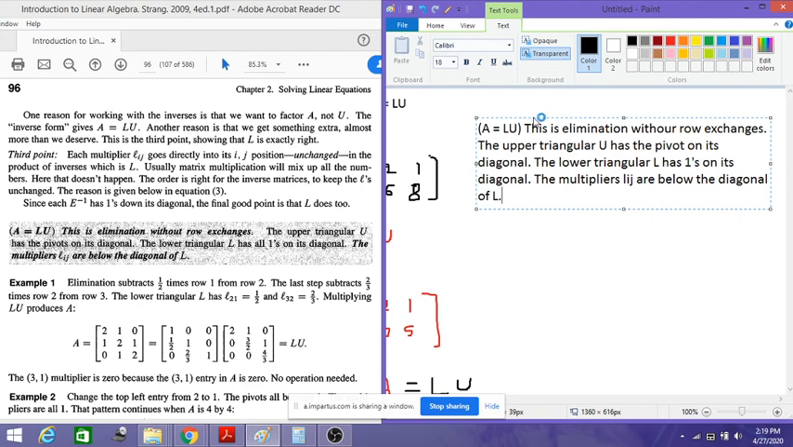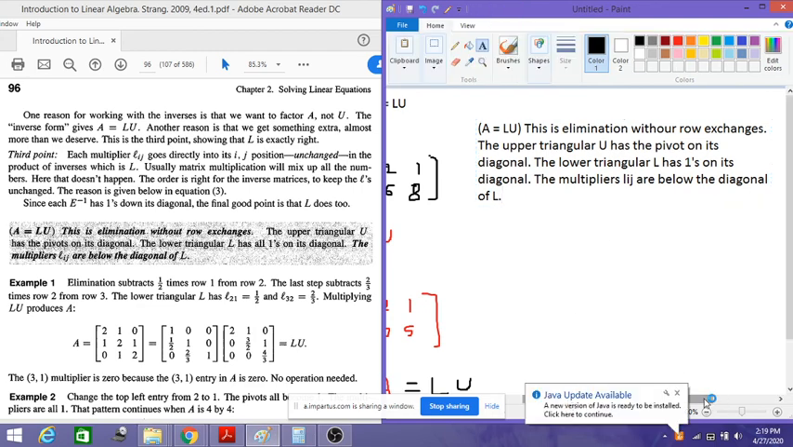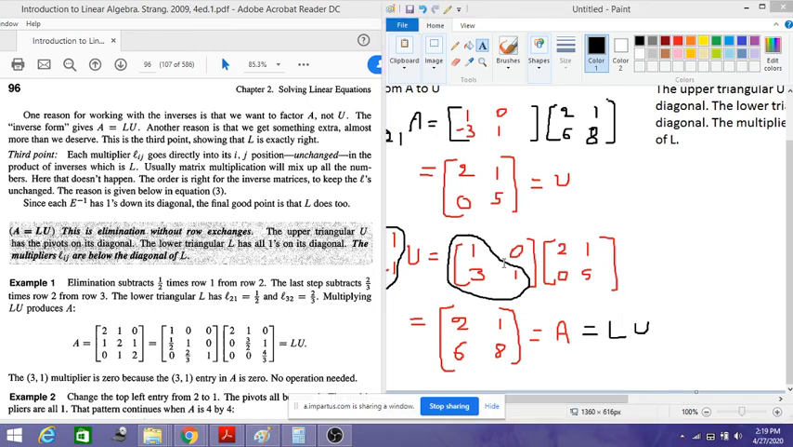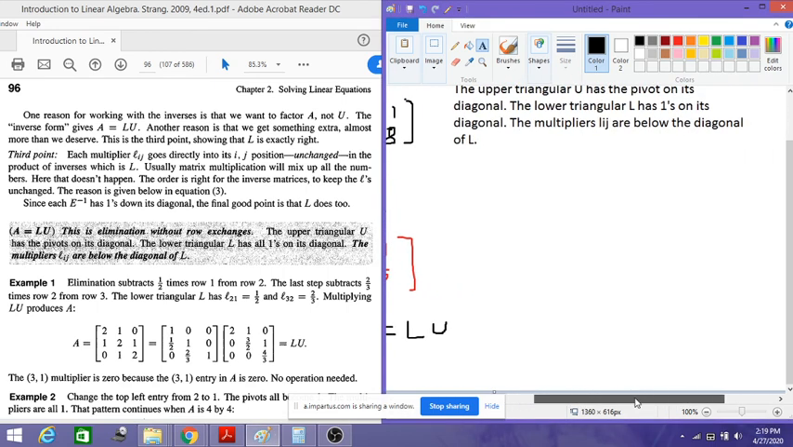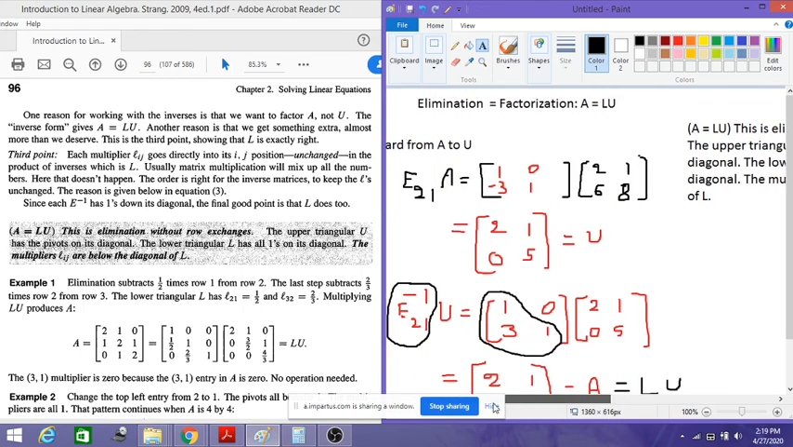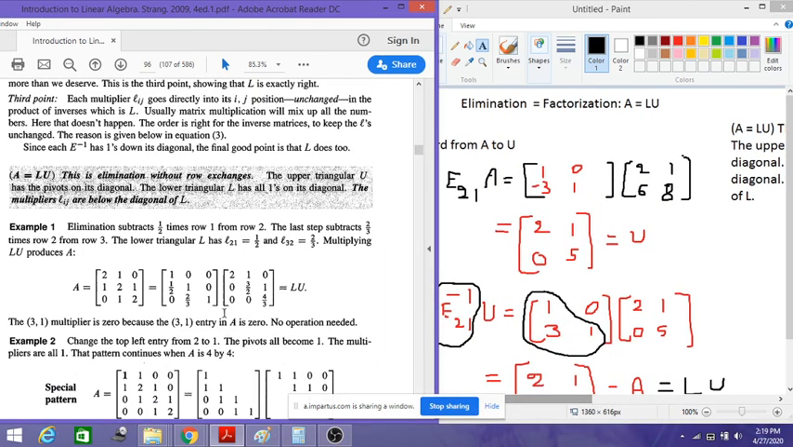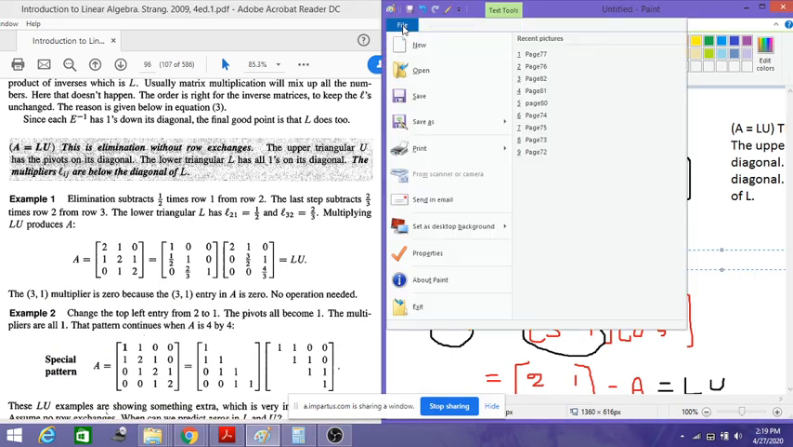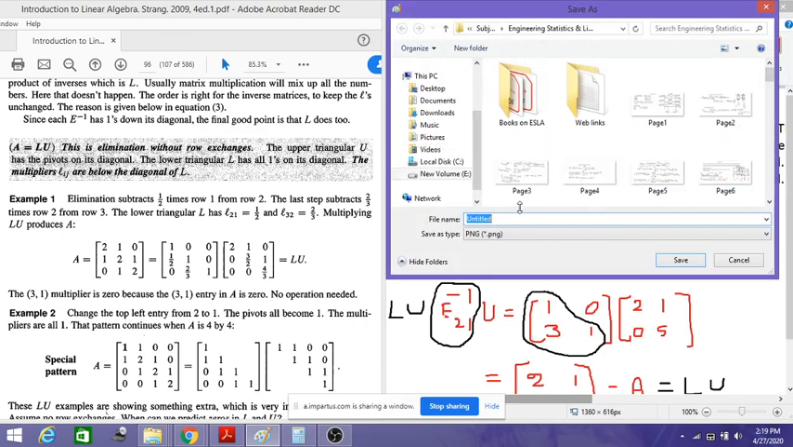That is what you can see here: in the lower triangular matrix, the multiplier, which is 3, is below the diagonal. That is what it tells us in the case of the lower matrix. Now let us take an example of a 3 cross 3 matrix and see this. Let me save this page here.